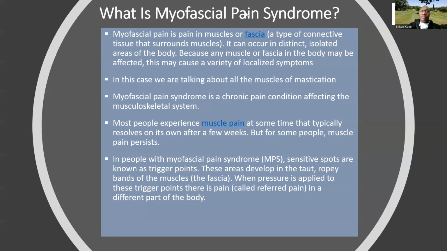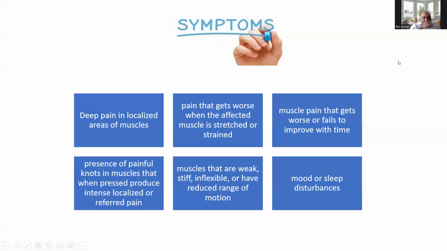So it said myofascial pain. This is the muscular aspect of the TMJ problem. And it's just chronic pain affecting the muscles of the jaw. Next slide. Okay, like we said, it's pain that's deep and is located within the muscles. You find out the affected muscles are strained or stretched, right?